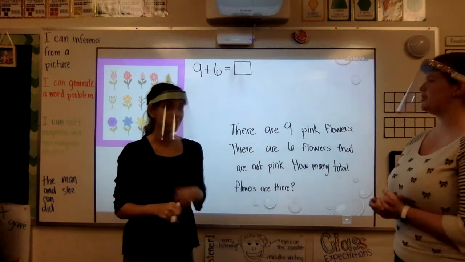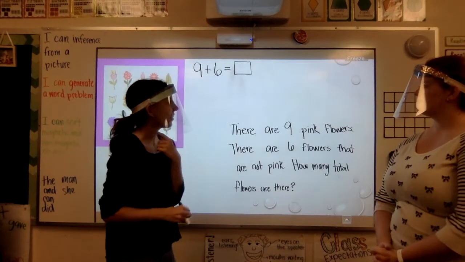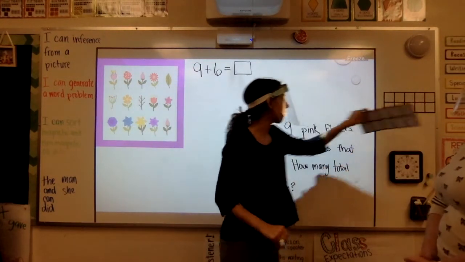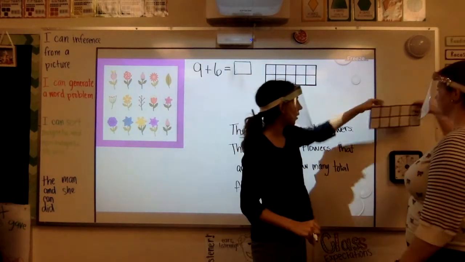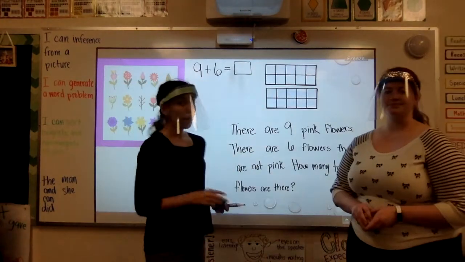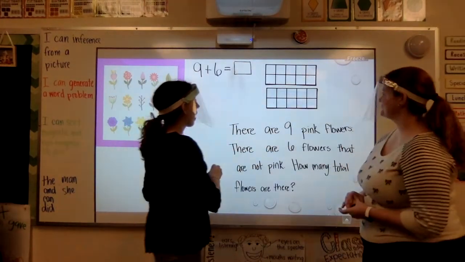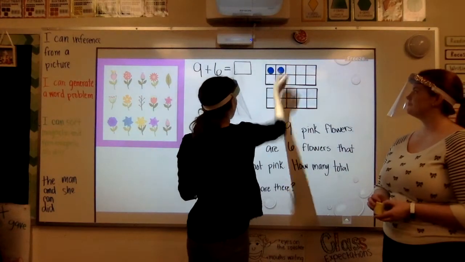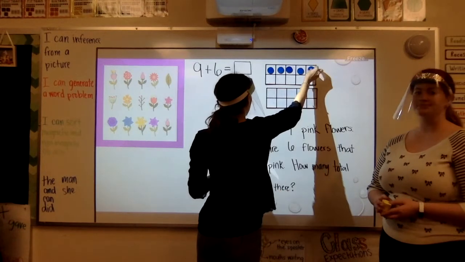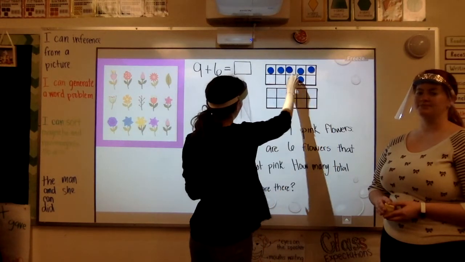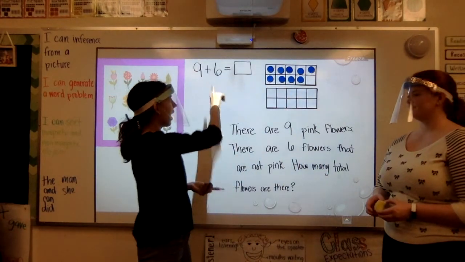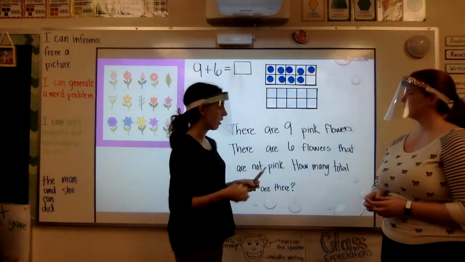What strategy are you going to use, Miss Lestico? Well, Miss Lime, I think that I am going to use my 10-frame strategy in order to help me solve this problem. So I have my 2 10 frames right here because we're using numbers that are greater than 10, so I need 2. So I'm going to start with my 9 pink flowers. So I'm going to put down 9 counters. And I know that 9 should fill up all of these boxes except for 1, because 9 is 1 less than 10. And then I have to add my 6 not pink flowers.